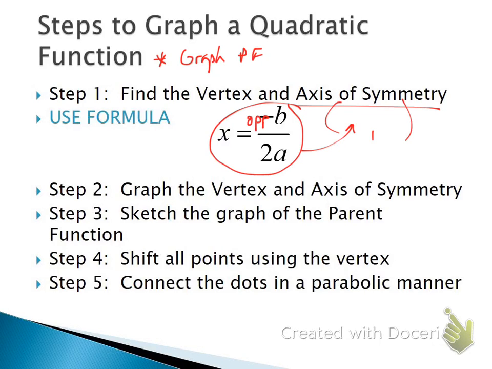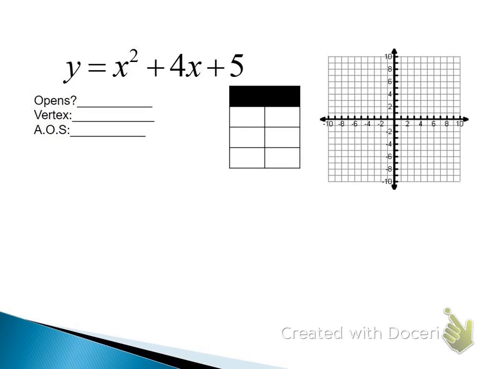So then we'll graph the vertex. I won't necessarily worry about graphing the axis of symmetry, but we'll graph the vertex, figure out how all the other points from the parent function need to shift, shift those points, and then connect the dots in a parabolic manner, or just draw a U, basically, right? So that's what we're going to do to graph. Let's give it a shot, right?